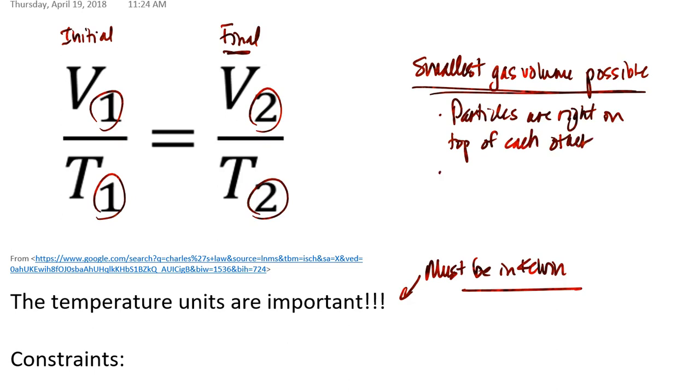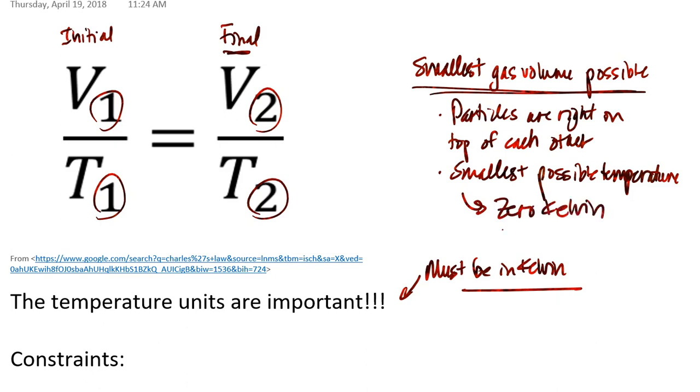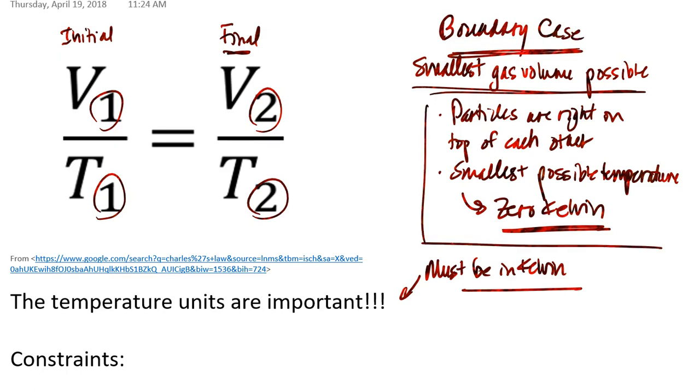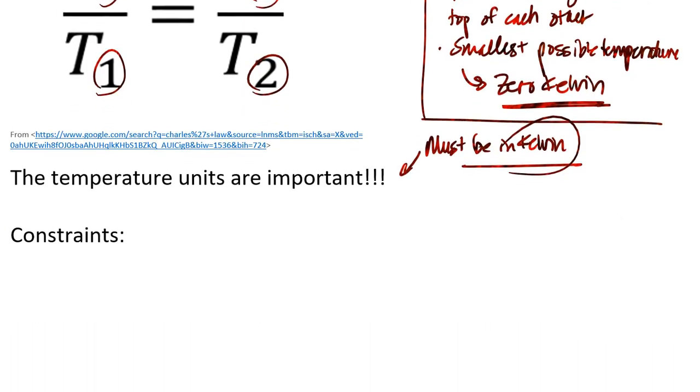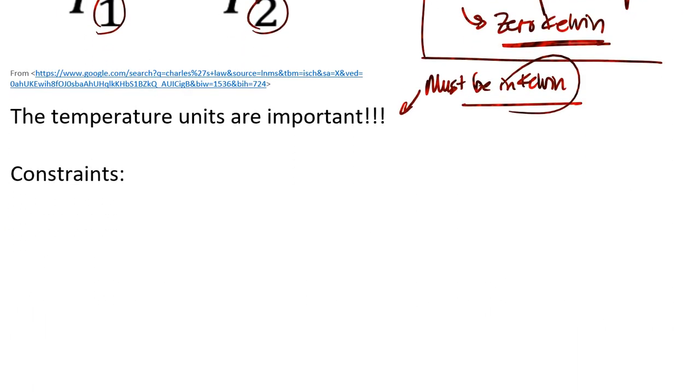Okay, that only occurs at the smallest possible temperature. And that smallest possible temperature is theoretically achieved at 0 Kelvin. So that's that boundary case of Charles's law that I was talking about. And so, since I have to have this be true, then every single use of Charles's law must involve Kelvin temperature.